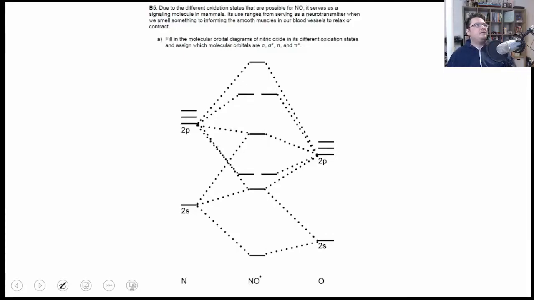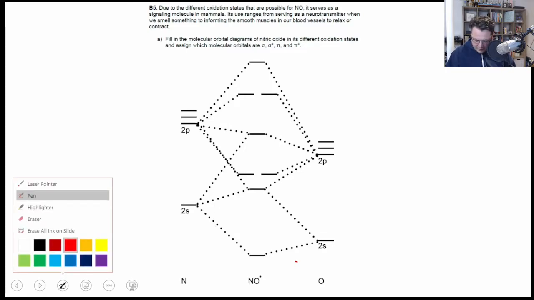Problem B5, right? So this right here is the nitric oxide problem. As part of this problem, you just have to draw and fill in the electrons for a variety of different oxidation states of nitric oxide. And so if we were to go through and do that here, right?